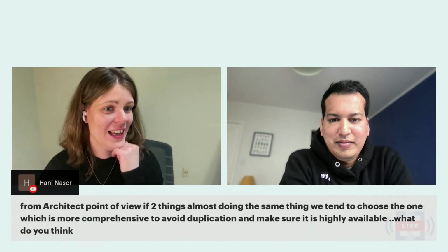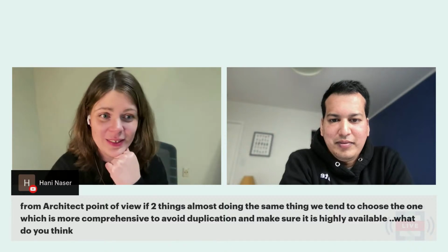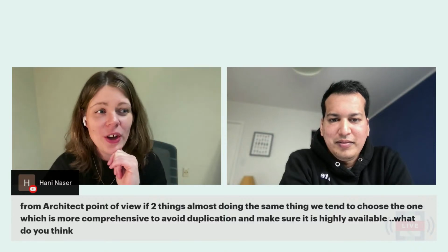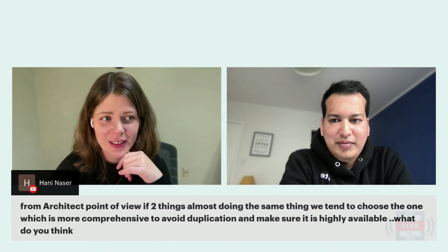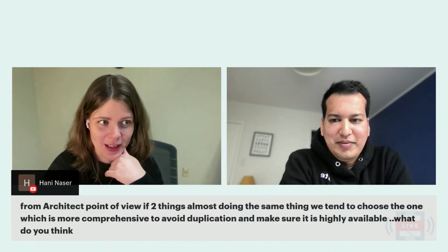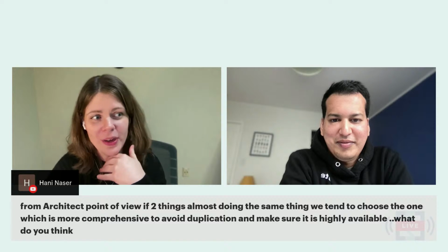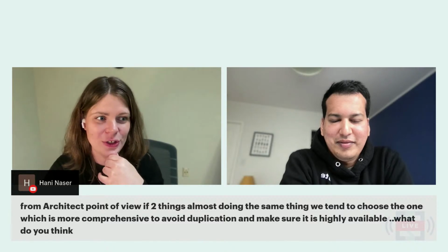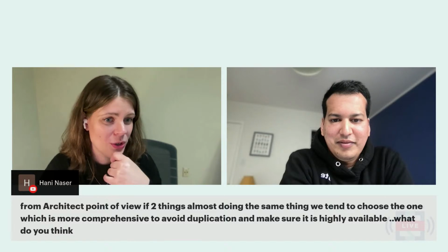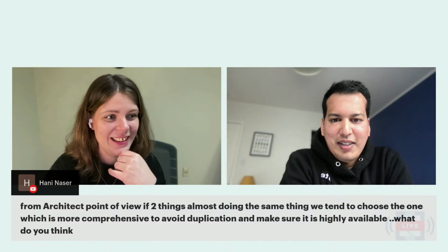We do have another question from YouTube, and it's a bit more of a discussion question, but I'd like to bring it to our attention, Arko. The question is from Hani, hopefully, again, not messing up the pronunciation here. From an architect point of view, if two things are almost doing the same thing, we tend to choose the one which is more comprehensive to avoid duplication and make sure it is highly available. What do you think? And so that's the question.